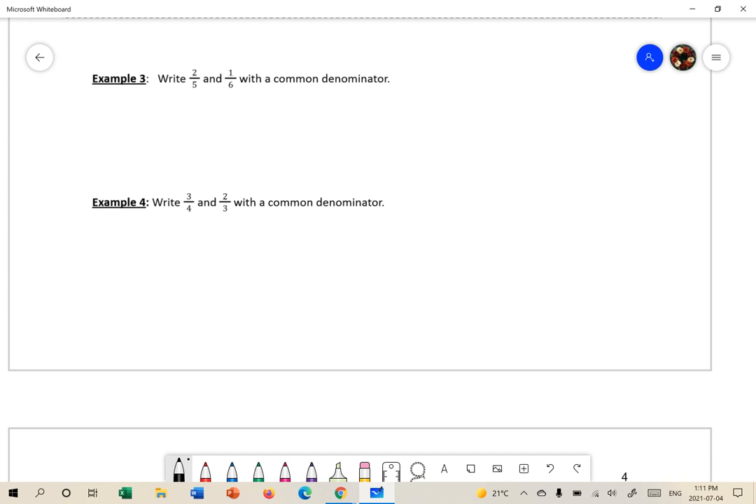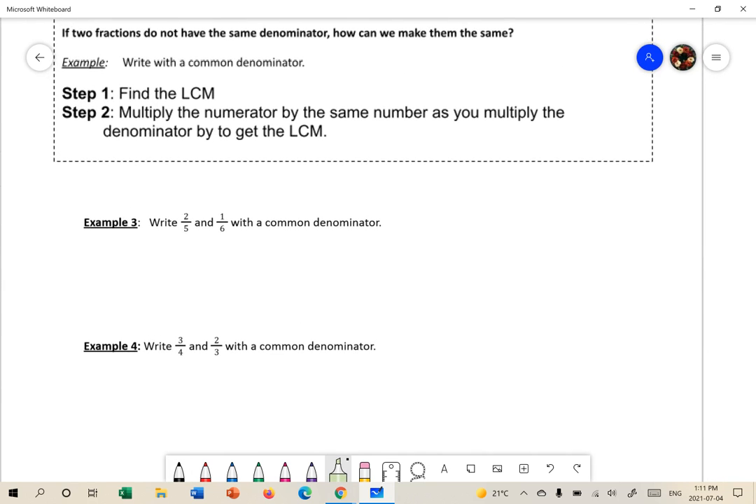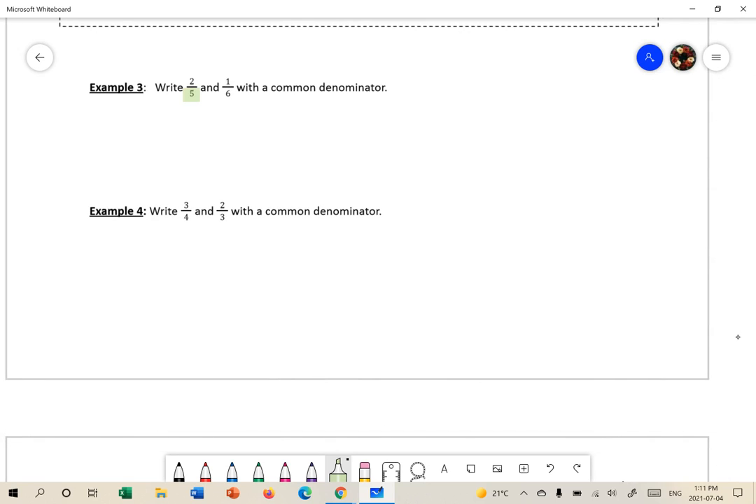Step 1 tells us that we need to first find the lowest common multiple between the denominators. Our denominators are 5 and 6. The lowest common multiple between 5 and 6 is 30. So now I'm going to set up my two fractions. Instead of writing 5 and 6 for my denominators, my new common denominator is 30. So both my denominators are now 30.